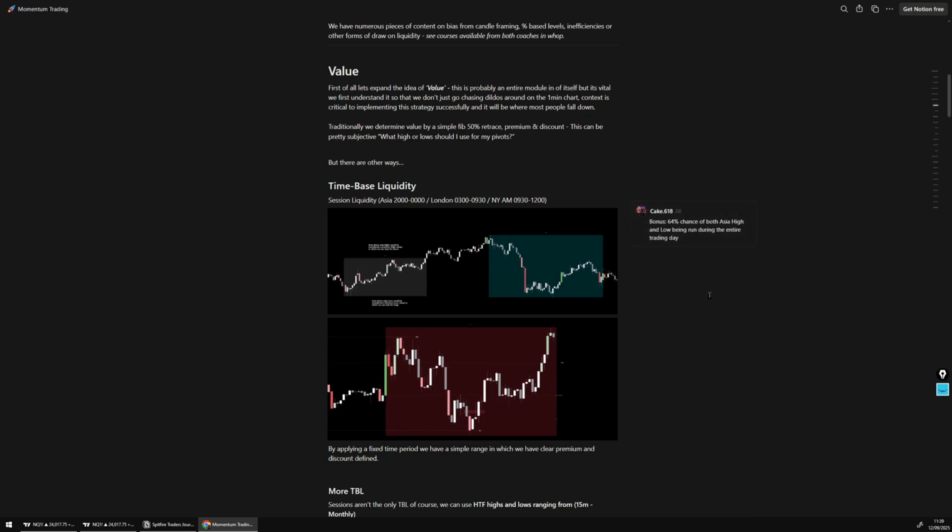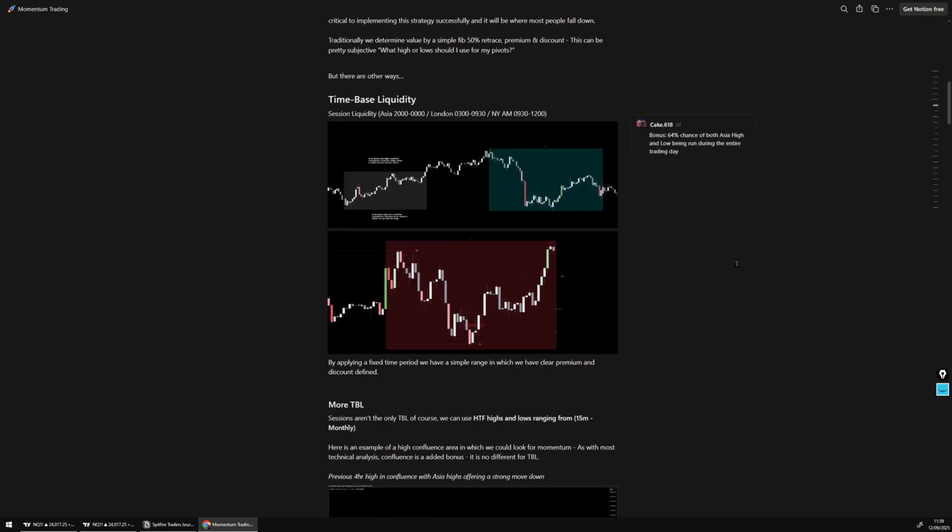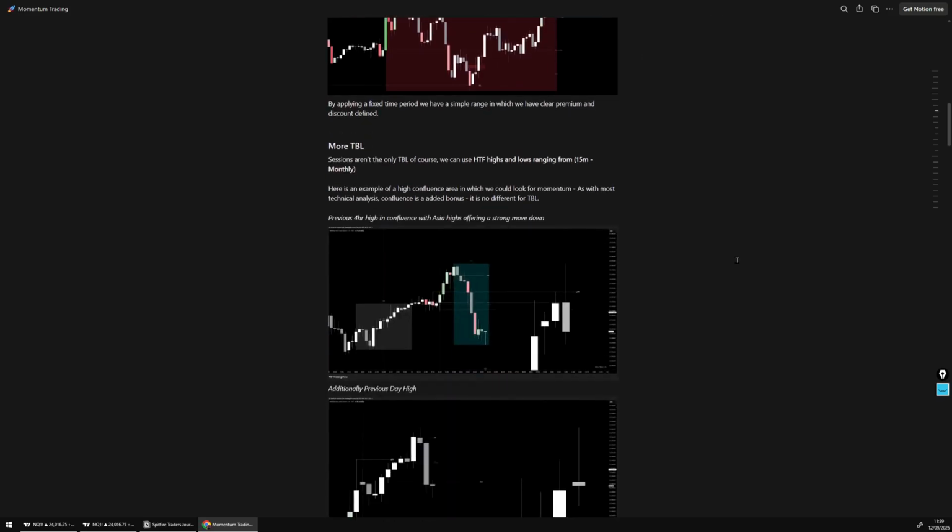From the data I collected, there is a 64% chance of both Asia high and low in my given time range here of being run across the entire day. So we'll talk about that a bit more later. And funnily enough, I took a trade on the basis of that today. So more on time-based liquidity.